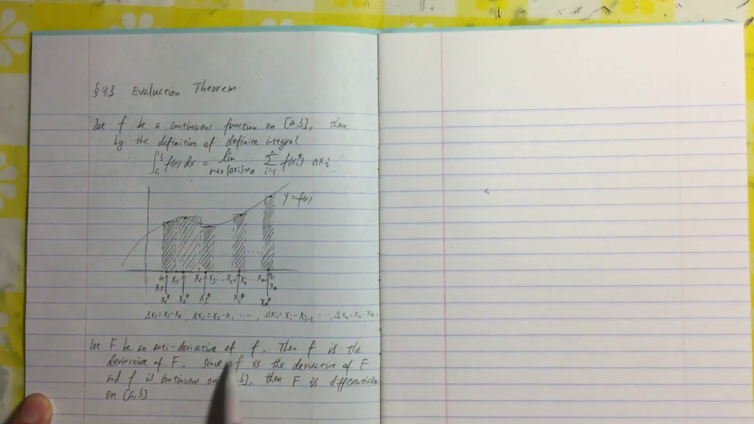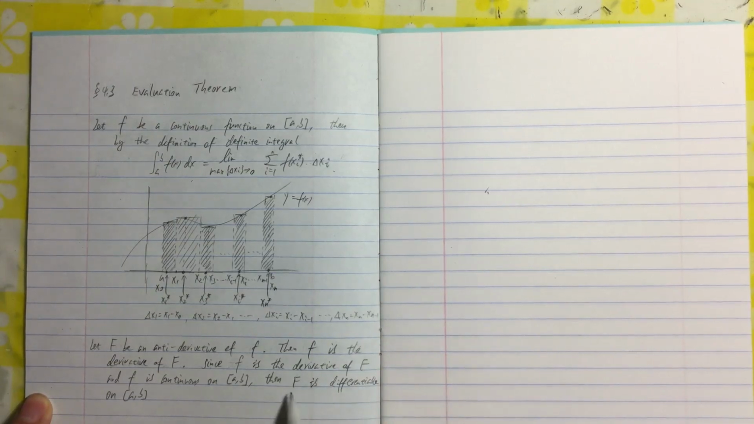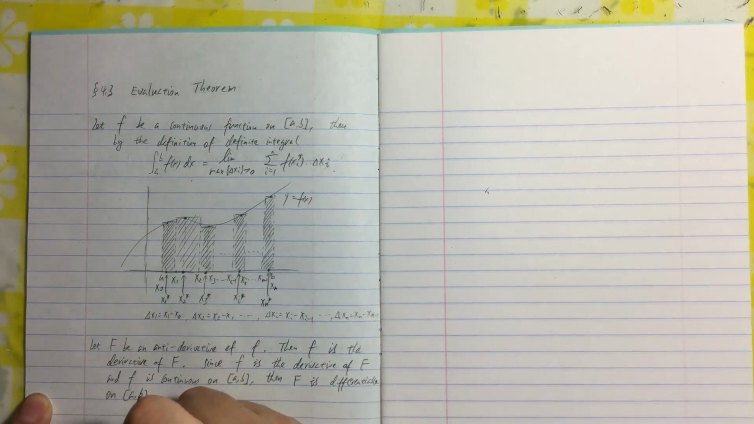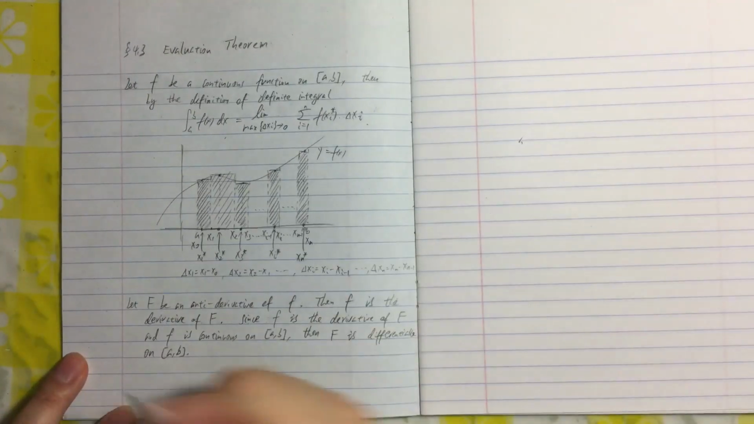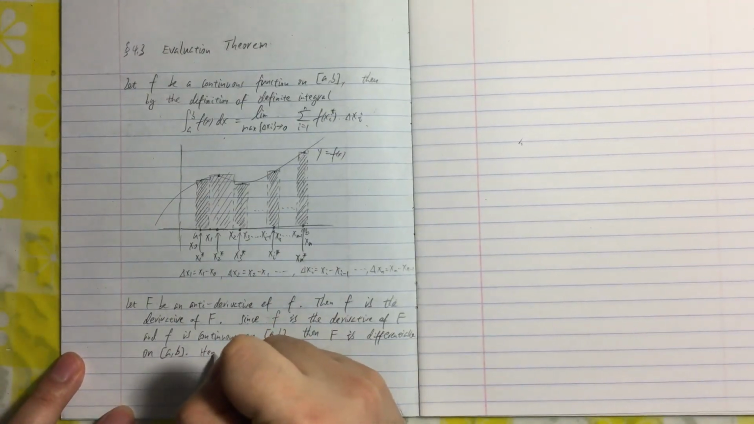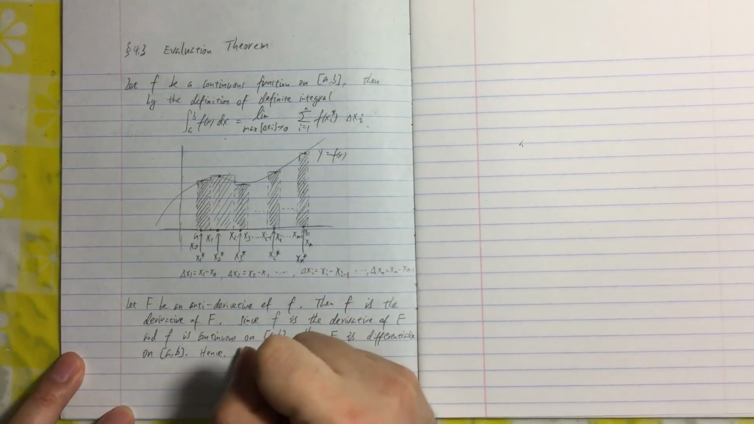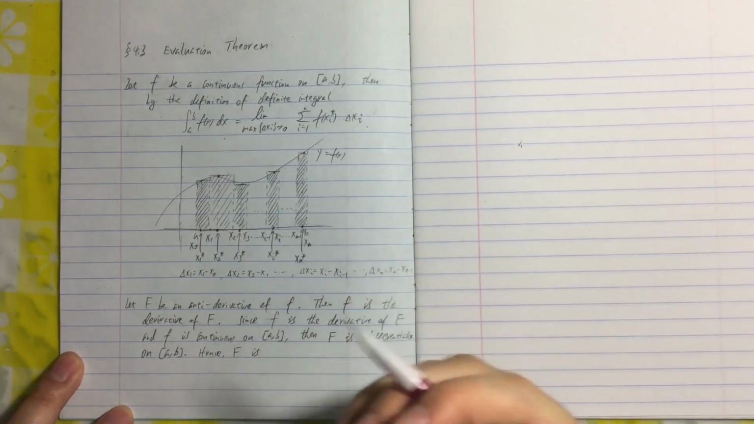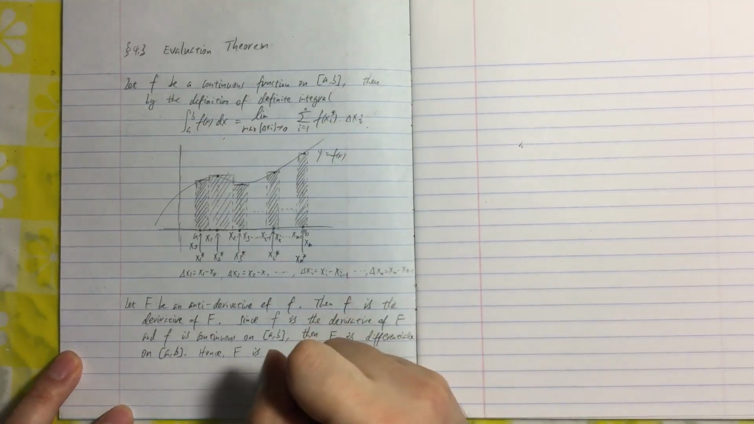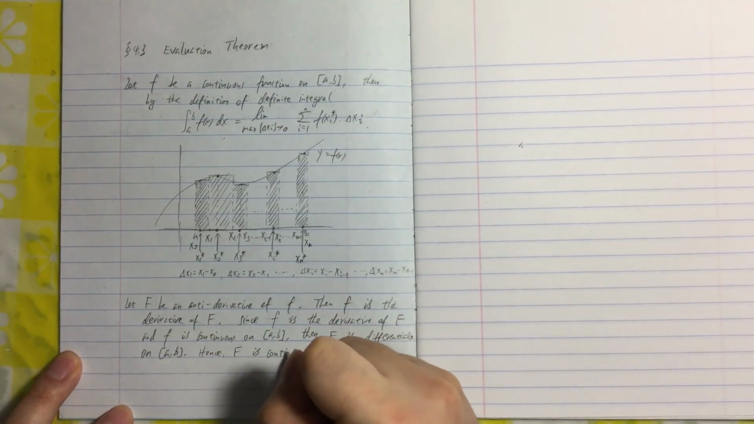Since small f is the derivative of big F, and it's continuous on the interval AB, if the derivative of big F exists and it's continuous, then we say big F is differentiable on the closed interval AB. Hence, big F is continuous. If a function is differentiable, then it must be continuous. Hence, big F is continuous on the closed interval AB.